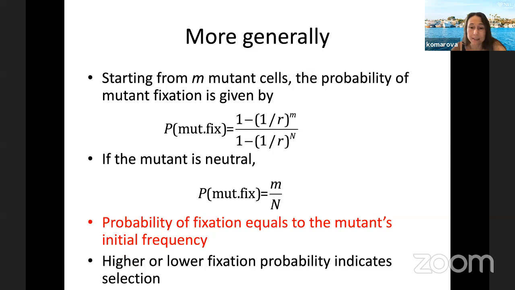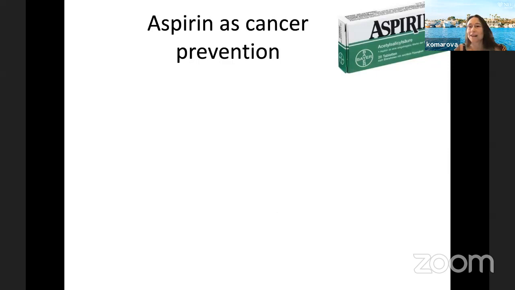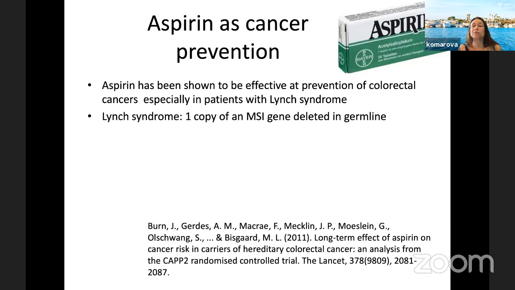Okay, so my example of how this can be useful is aspirin and cancer prevention. To motivate, I'll tell you about research of John Burn and colleagues in Great Britain. They studied whether aspirin could delay or prevent cancer in Lynch syndrome patients. We already mentioned Lynch syndrome. This is when you're predisposed to have cancer.